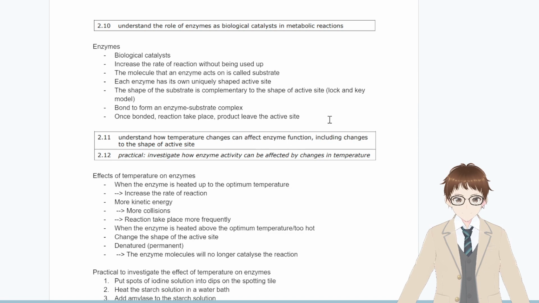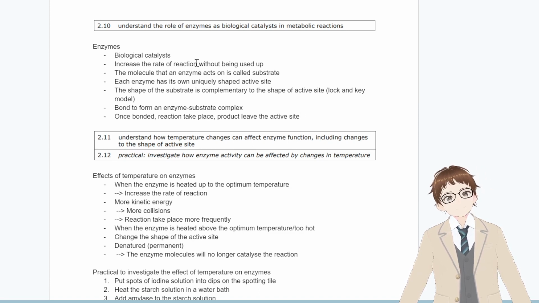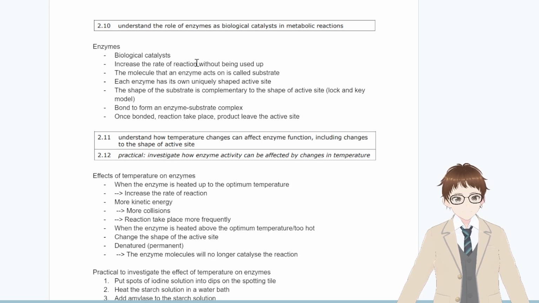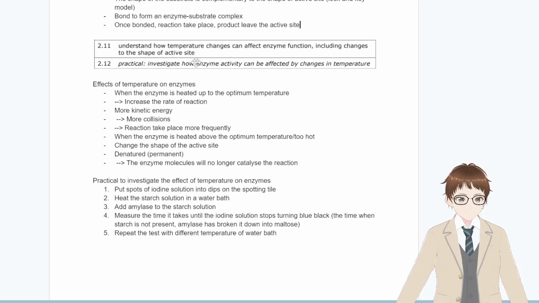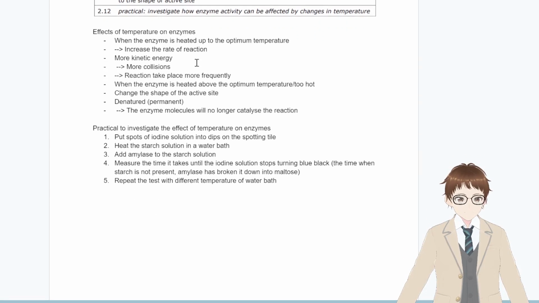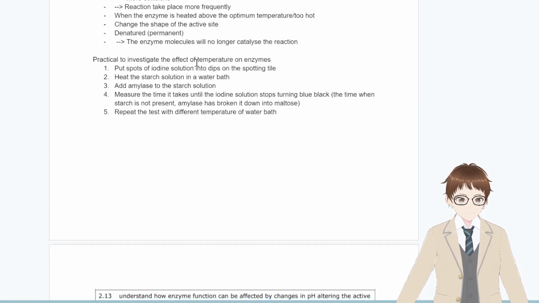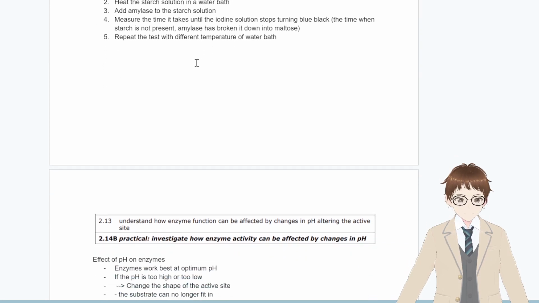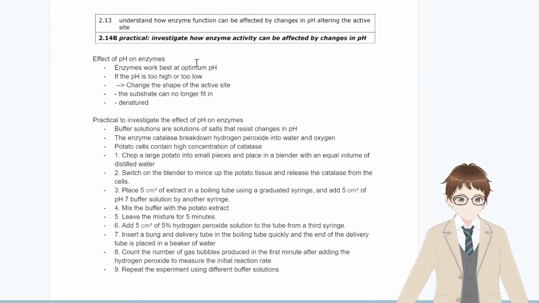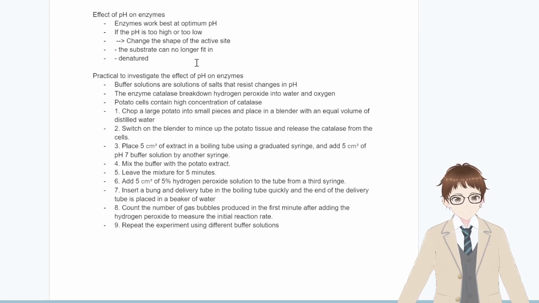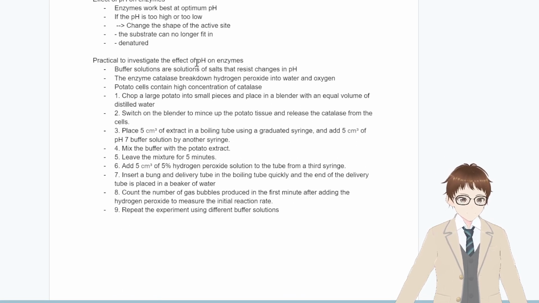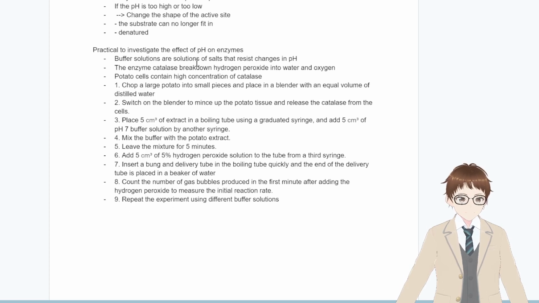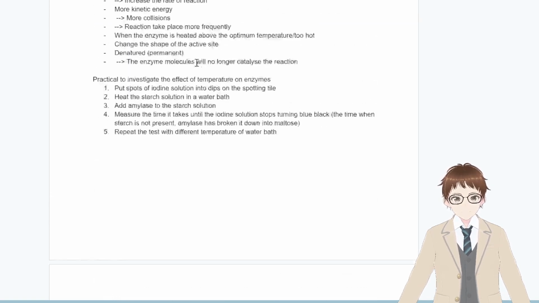So today we are going to talk about enzymes. Firstly, we will talk about what enzymes are, then the effects of temperature on enzymes and the practical for the effects of temperature on enzymes. Then we will talk about the effect of pH on enzymes. Lastly, we will talk about the practical to investigate the effect of pH on enzymes.